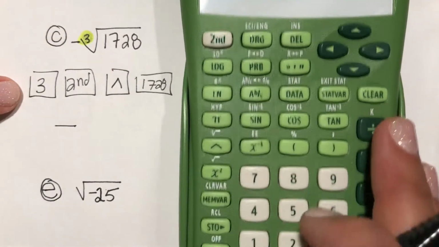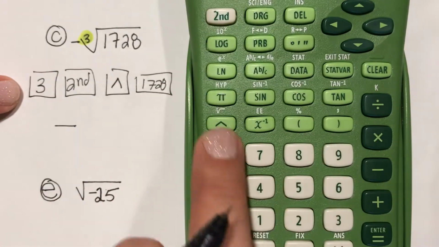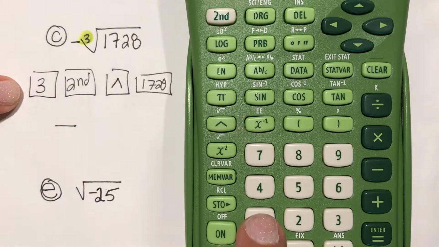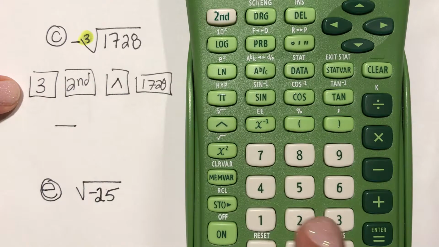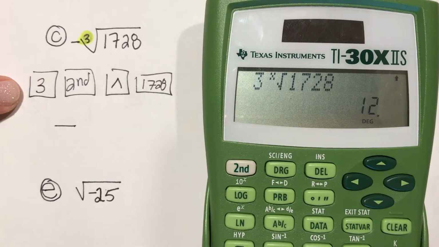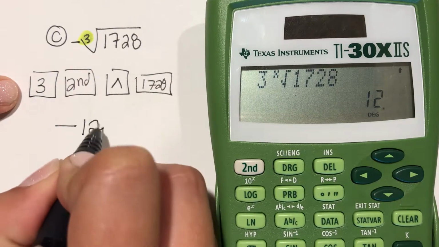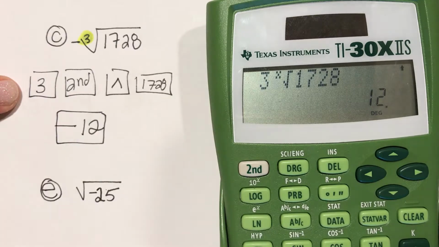So here we go, plugging it into our calculator. We have 3, second, caret, 1728, equals 12. Remember, we accounted for that negative sign. Negative 12 would be my final answer.